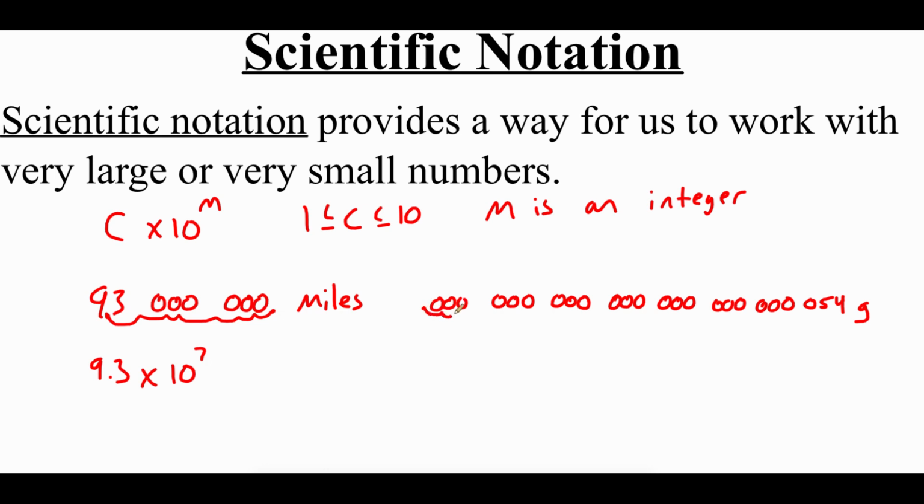So this will be 1, 2, 3, 4, 5, 6, 7, 8, 9, 10, 11, 12, 13, 14, 15, 16, 17, 18, 19, 20, 21, 22, 23 spaces. When we do that, our new number becomes 5.4 times 10, and then we use that number of spaces. We said it was 23 spaces, so we're going to put a 23 on the 10, but since we were moving the decimal to the right, we need to make this power negative. So it's 5.4 times 10 to the negative 23rd.